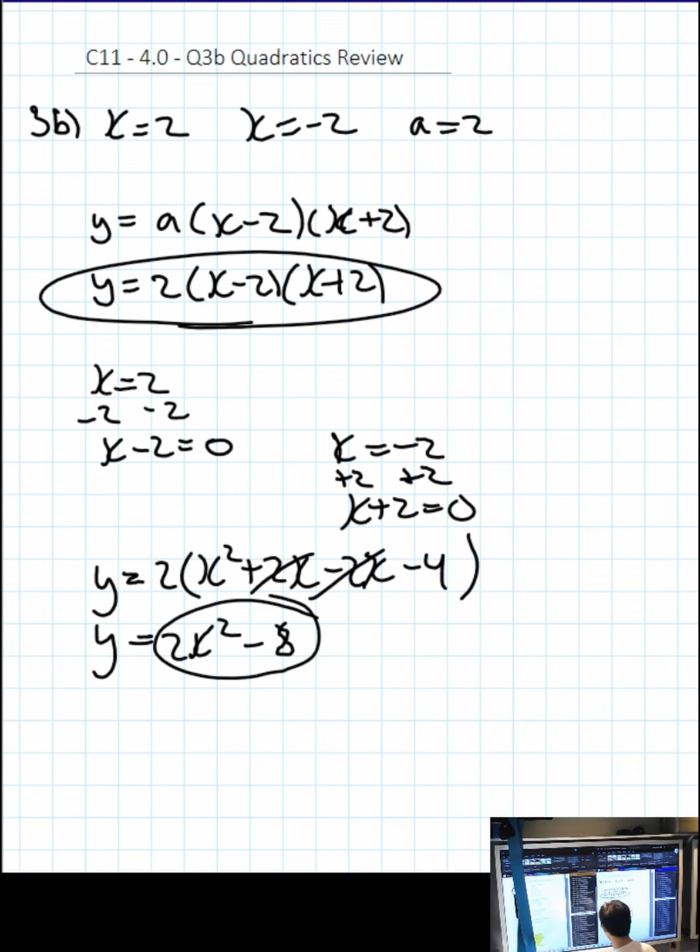Notice the a value will contribute to how steep it is. We can have the same x-intercepts with a different a value. So be very careful with that.